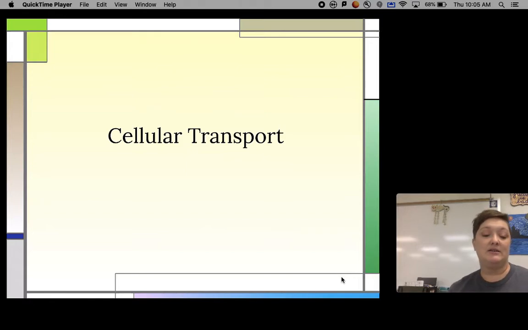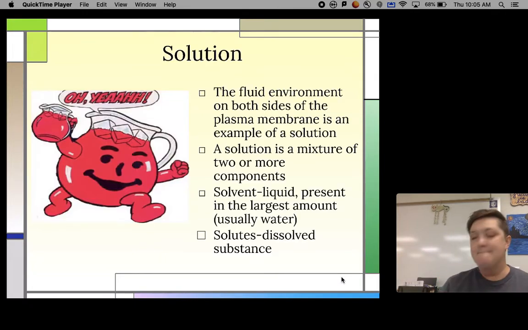Talk about your cell transport, how stuff gets in and out of the cells. Because it's not a closed system. Stuff has to go in and out, and we have to have ways to get through there. But before we do that, we need to do a little reviewing of what a solution is.